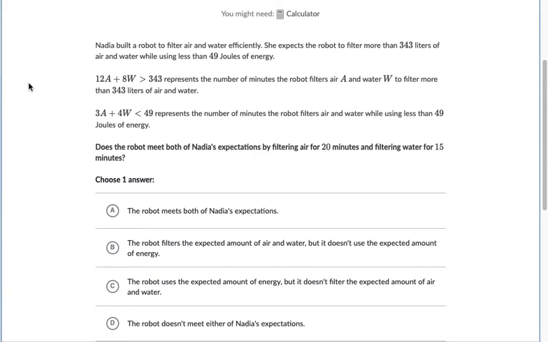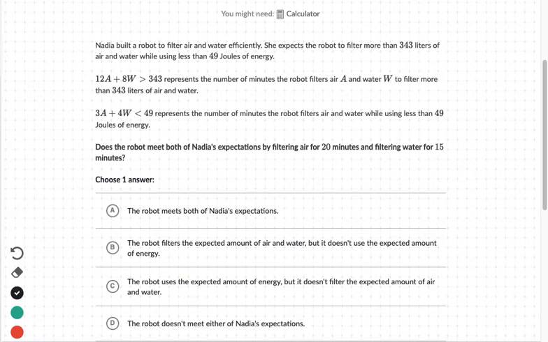Okay, so Nadia built a robot to filter air and water efficiently. She expects the robot to filter more than 343 liters of air and water while using less than 49 joules of energy. And so they give us these two equations. I'm going to get some ink.